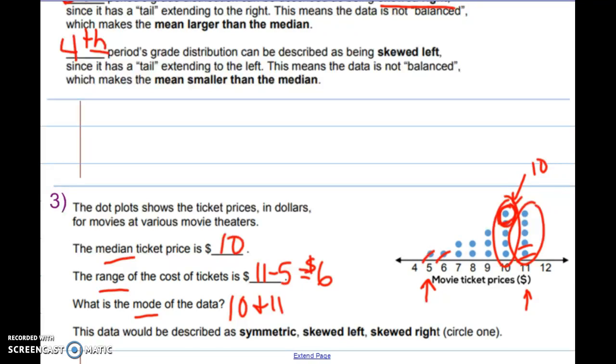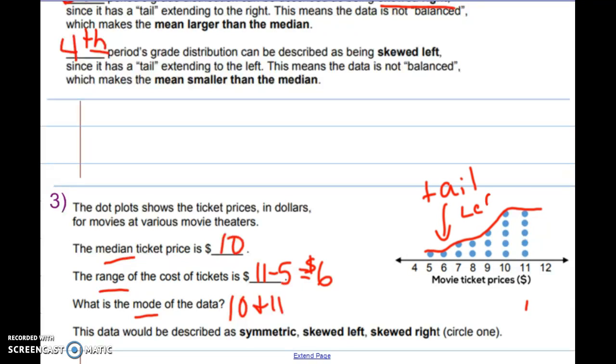Now, let's look at the overall shape of that one. If I were to draw a line, like I taught you yesterday when we were describing the shape, you should notice that there is a tail, and it is on the left. The higher values are grouped together. The tail is on the left. So this is a graph that is skewed to the left.